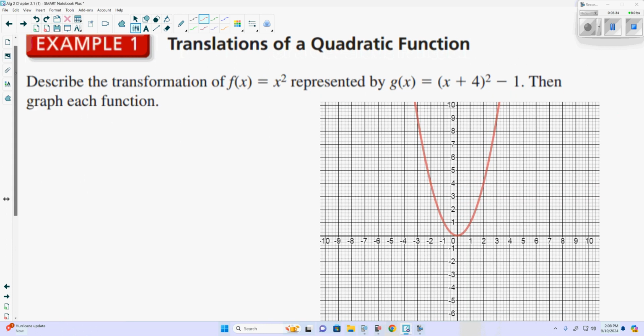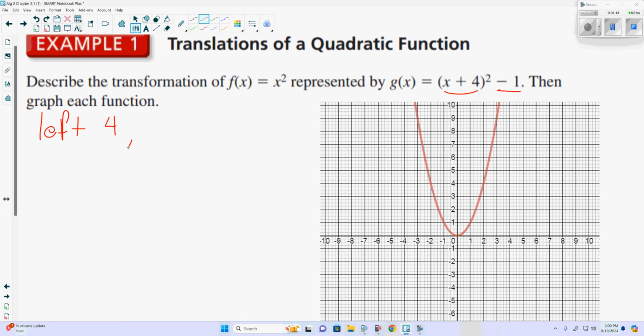So if we look at this first one here, given f of x, describe the transformation of g of x. G of x has two transformations. We have the x plus 4 inside the parentheses and the minus 1 outside. Let's look at the plus 4 inside. Since we're adding 4 inside, it means it's moving it to the left or to the right, a movement of 4. Now the question is it left or right? It is to the left, because again, left, right's opposite of what we think. So plus 4 is actually left 4. So it'd be left 4.